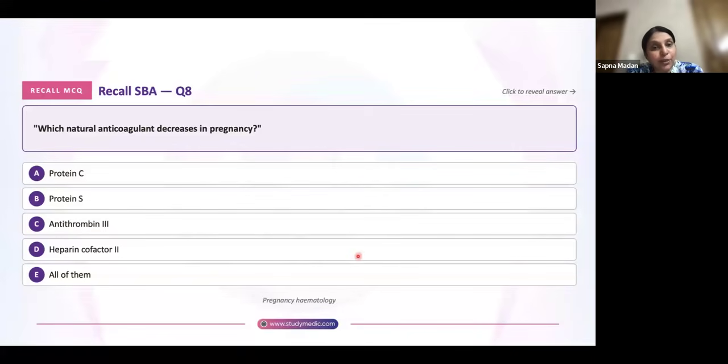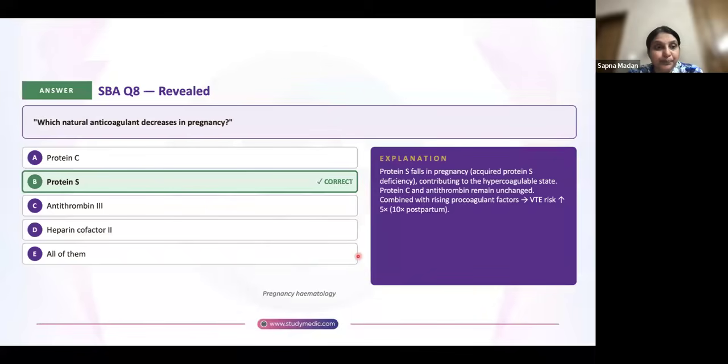Which natural anticoagulant decreases in pregnancy? Is it protein S, protein C, antithrombin 3, heparin cofactor 2, or all of them? Okay, so what is it? It is protein S. This is an anticoagulant whose levels are actually decreasing. So that is also adding to the hypercoagulable state. Protein S falls in pregnancy. Acquired protein S deficiency can be there, contributing to the hypercoagulable state.